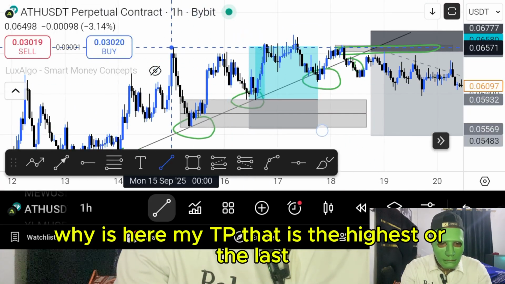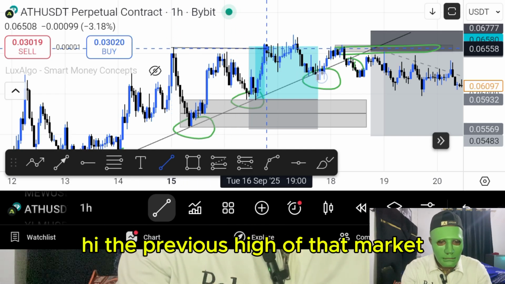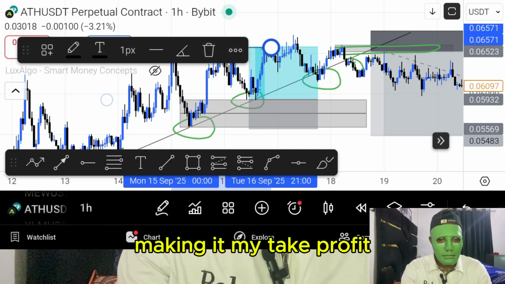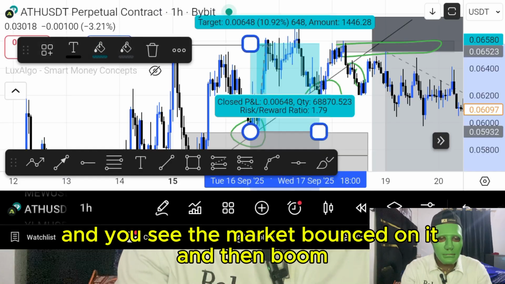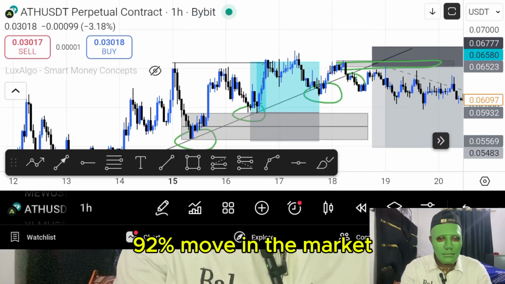Why is here my TP? That is the last high, the previous high of that market, which is this particular point, making it my take profit. And you see the market bounced on it, and then boom, we make our money. And this is a 10.92% move in the market.